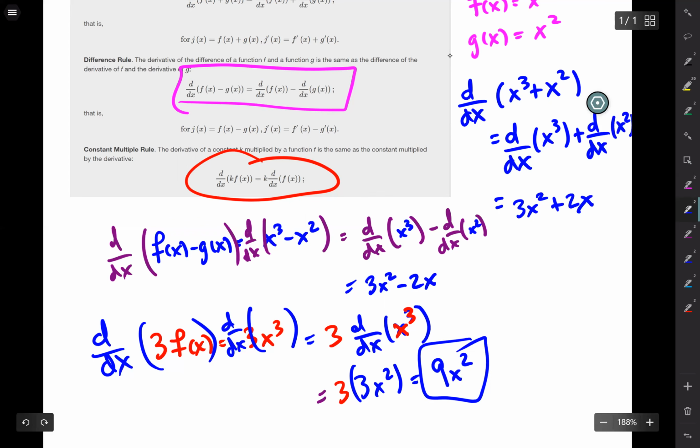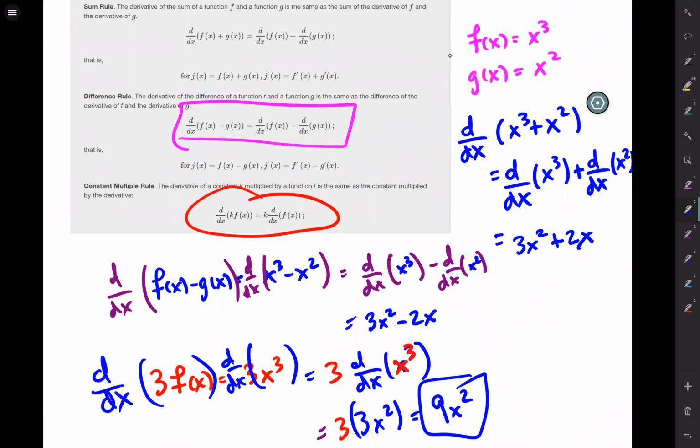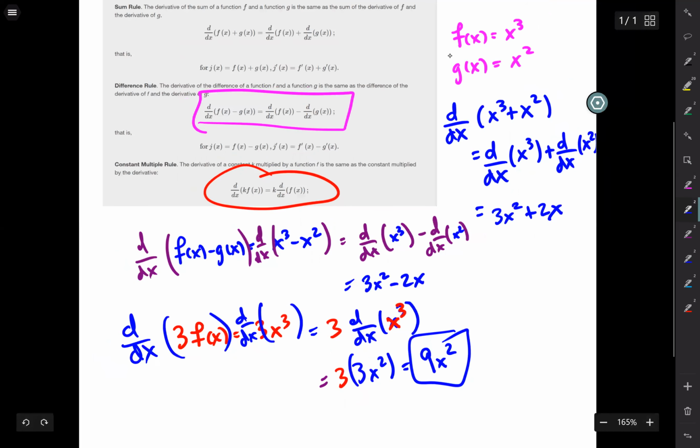Okay, so these rules actually tell you that the derivative is about as nicely behaved as you would want it to be when it comes to sums, differences, and constant multiples. It behaves exactly as you might expect. Okay, so that's it for now.